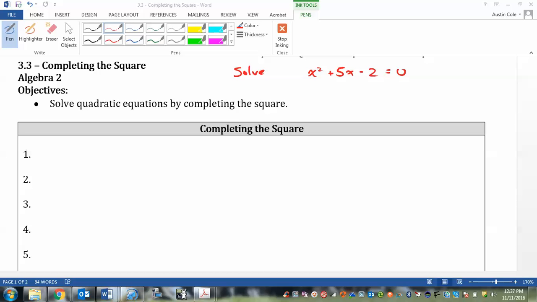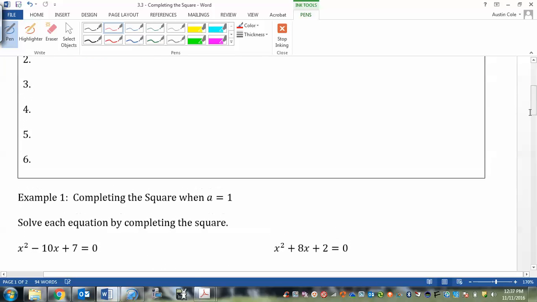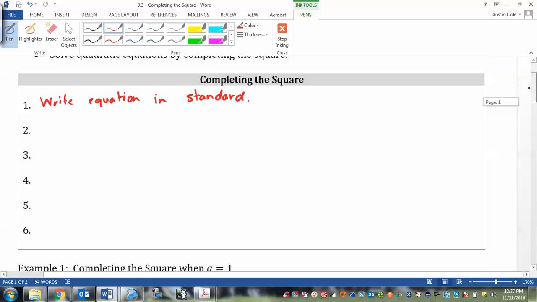Okay? So here's step 1. Step 1 is we need to write the equation in standard form. Sometimes, maybe most of the time, it'll already be in standard form. If I go down here and look at example A, the first one, is that in standard form? x squared minus 10x plus 7, that is in standard form. So that's already done for us.